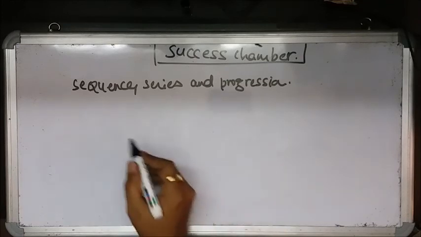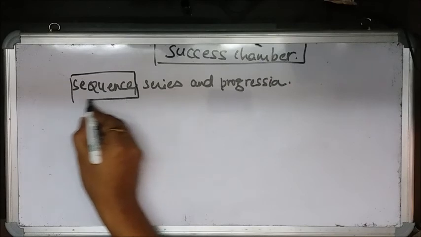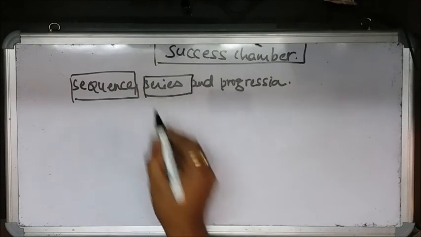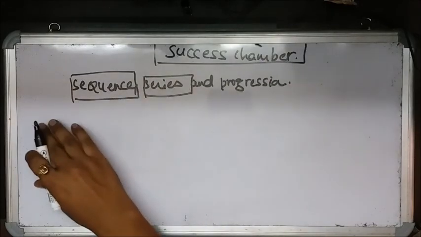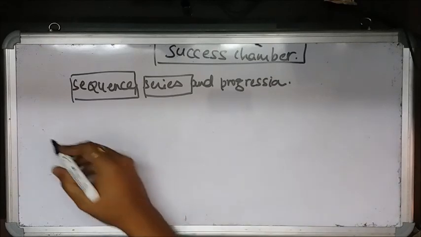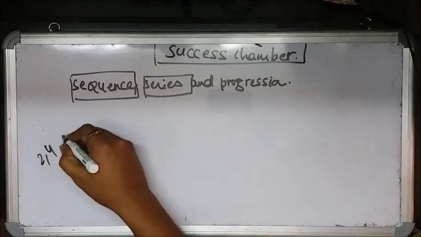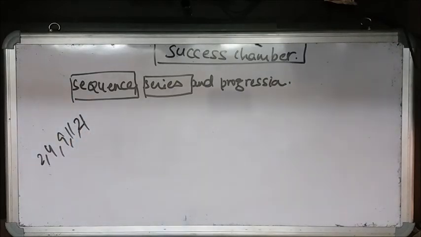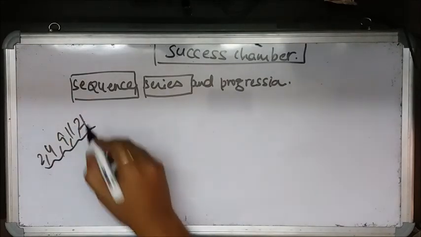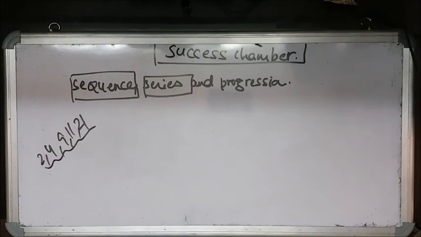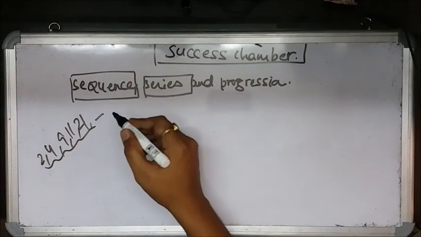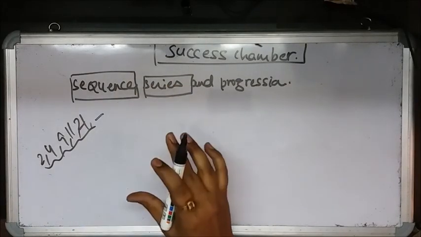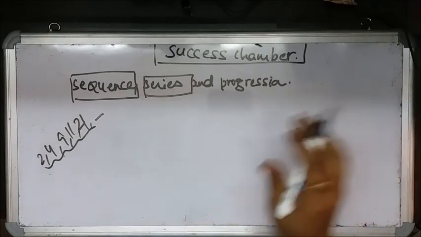Now you have to understand two terms here. What is a sequence and what is a series? So you can take any arbitrary set of numbers. Suppose I take 2, 4, 9, 11, 21. It's very difficult to establish a relationship between these numbers. Like you cannot say what will be the next number. It's very difficult. So that won't be a sequence.